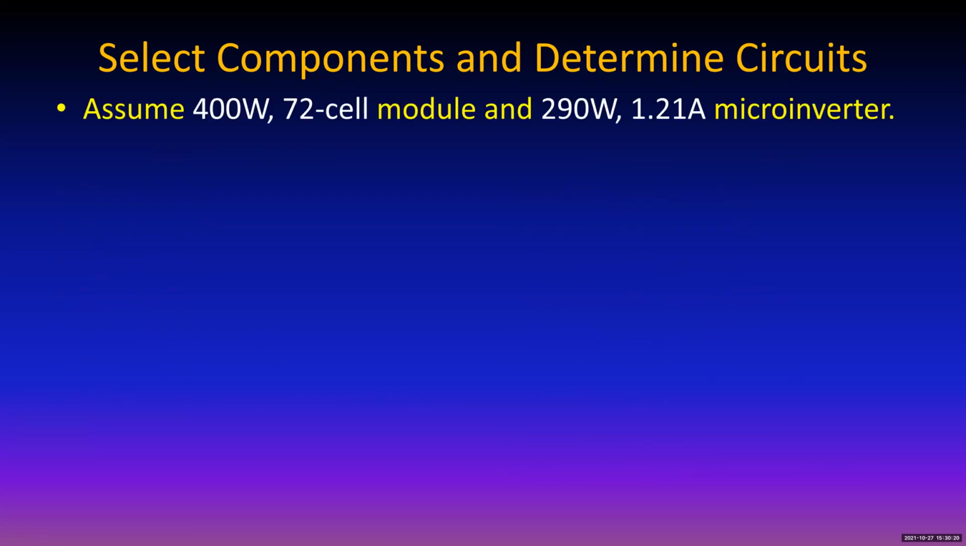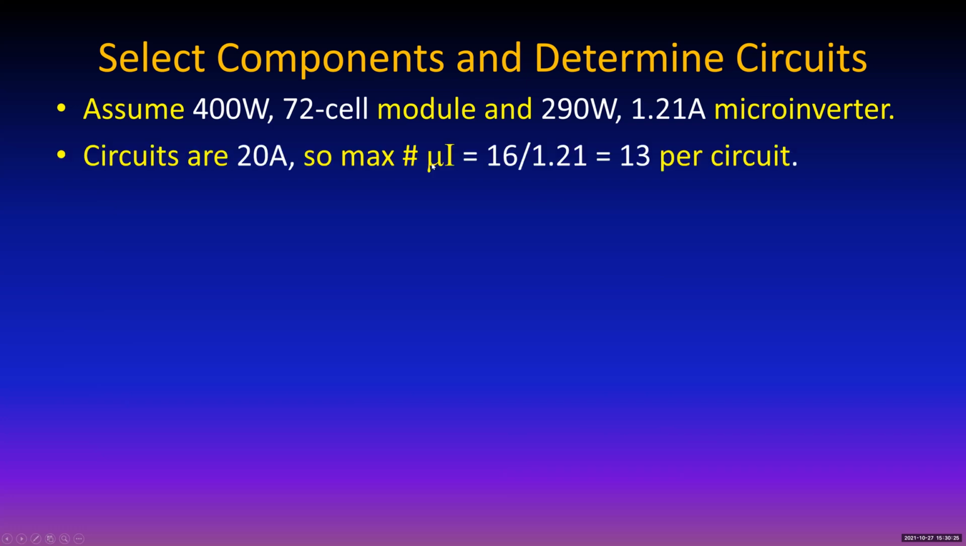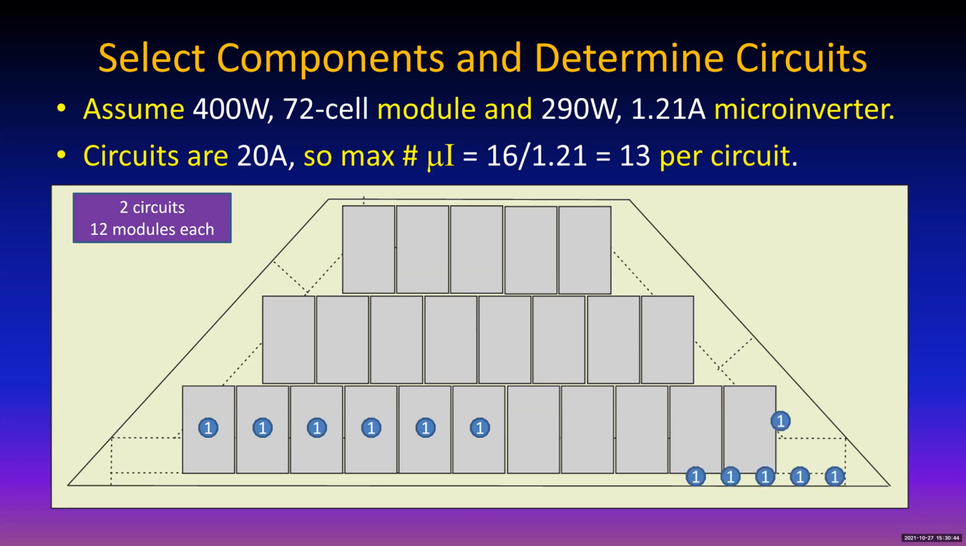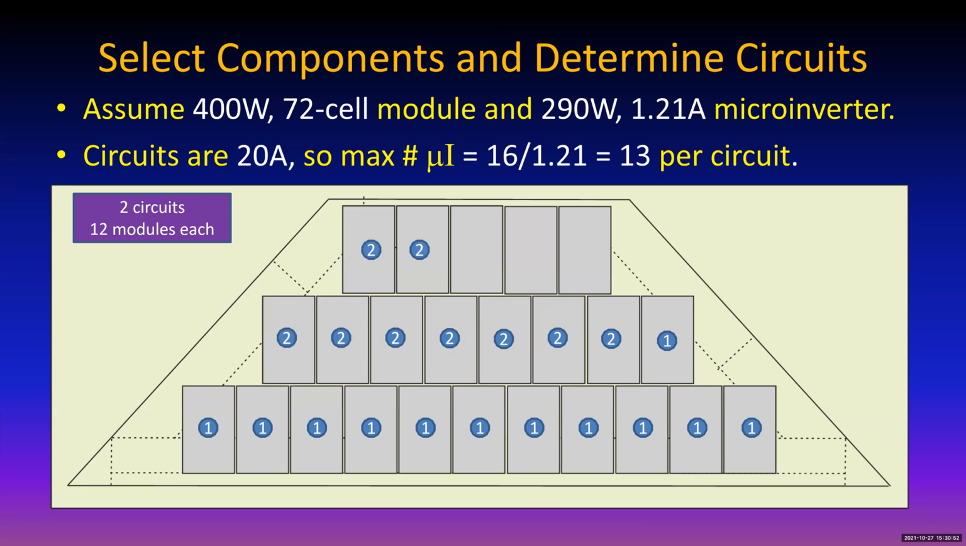So you select your components. Let's say we got that 400 watt module on that microinverter. We got 20 amp circuits, so we can only have 13 per circuit. So here's our array up on the roof. How might we configure that? Well, we could do 2 circuits of 12. There's 24 modules there. There's one circuit with 12, and we can start filling the rest of these. And sure enough, here we got another circuit of 12.